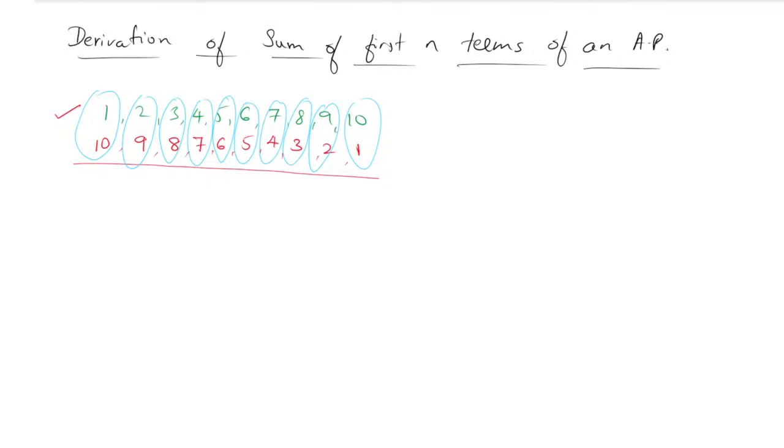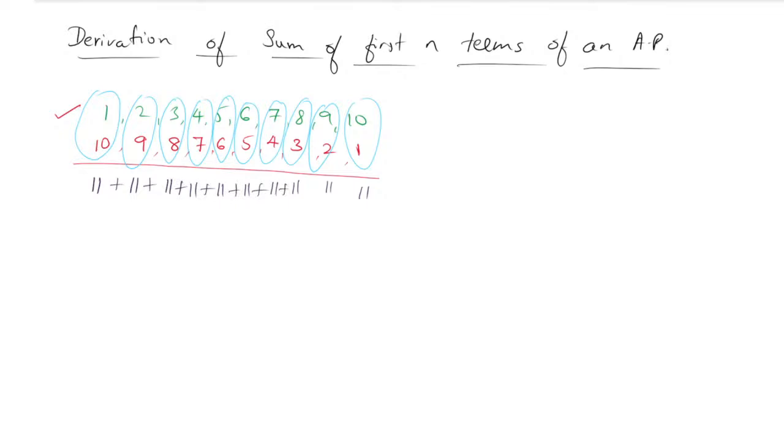So written in reverse way, 1 plus 10 will be 11. 9 plus 2 is 11. 8 plus 3 is 11. 4 plus 7 is 11. 5 plus 6 is 11. 6 plus 5 is 11. 7 plus 4, 8 plus 3, 9 plus 2, and 10 plus 1 is 11. Totally everywhere we got the answer as 11, 11, 11, 11, 11. So we have to add them.